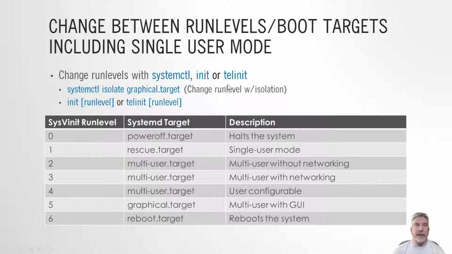So all three of these commands, systemctl, init, or telinit, can be used to move between these different run levels that we see here. Run level 0 is halting the system. It's powered off. So if I tell it using systemctl, init, or telinit that I want to go to run level 0, that basically means turn the system off completely. I can go to single user mode, which is my rescue target.